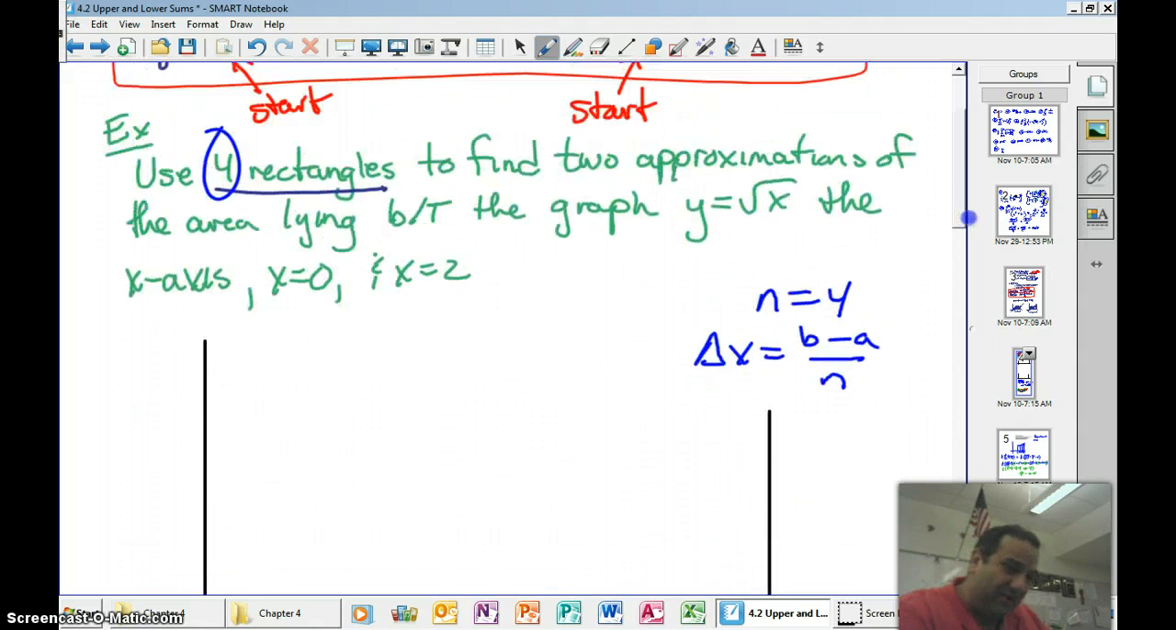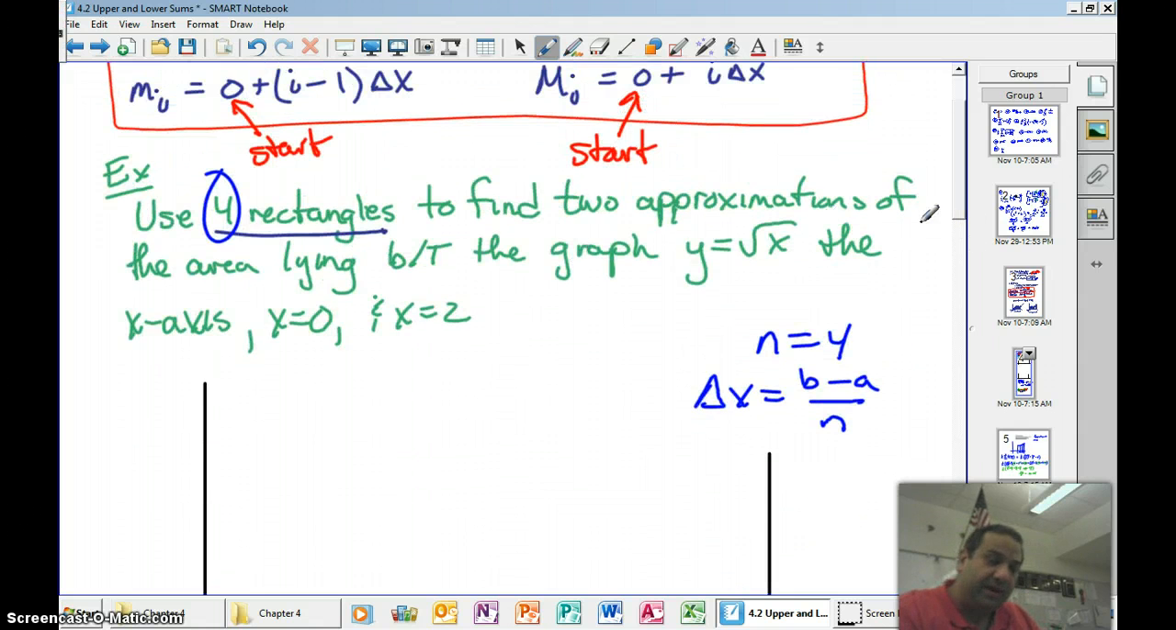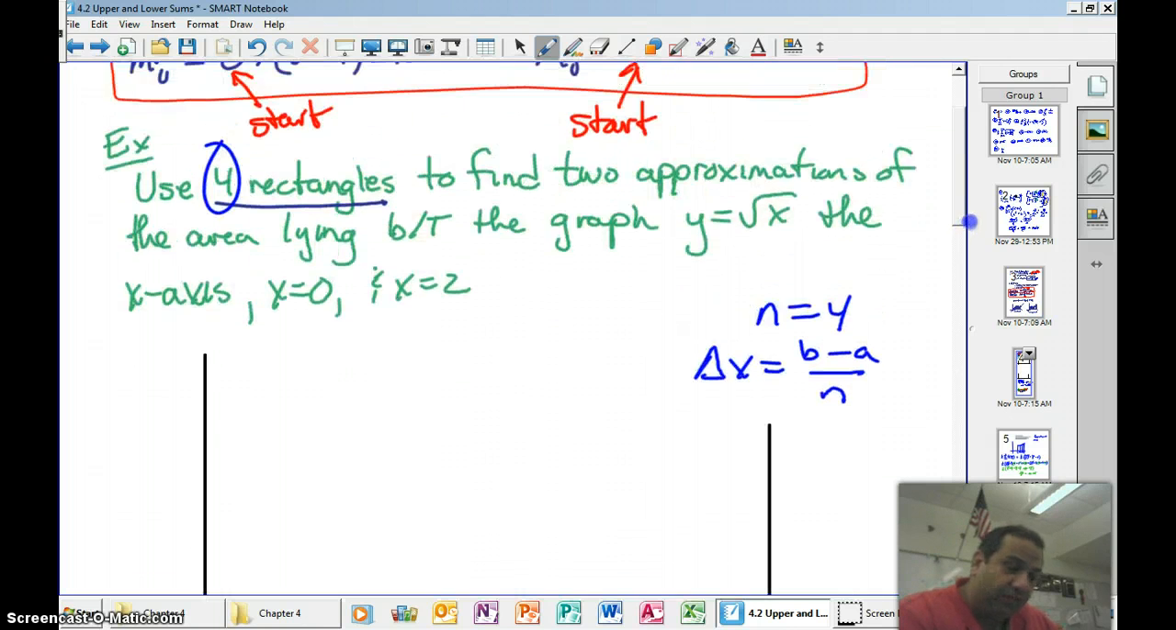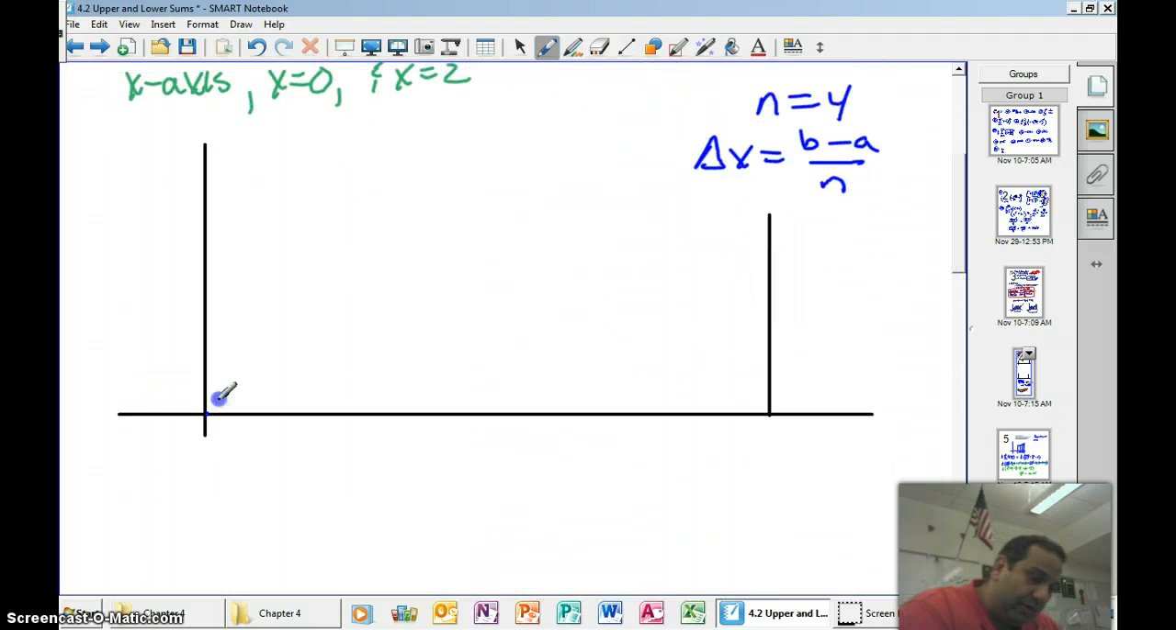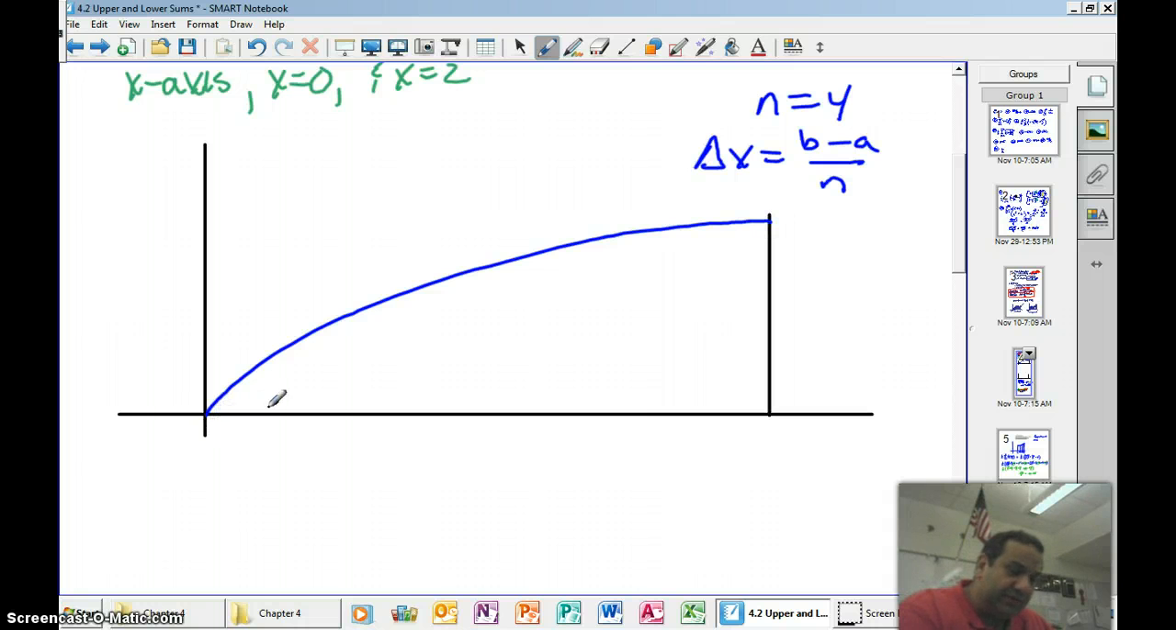So anyway, use 4 rectangles to find 2 approximations of the area lying between the graph y equals the square root of x, and the x-axis, and x equals 0, and x equals 2. So this is what we got from that whole problem. I got the square root graph, which kind of goes like that. All right, we're going from x equals 0 to x equals 2. So here is my interval right here.